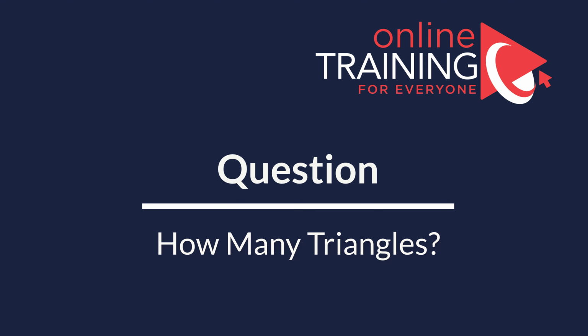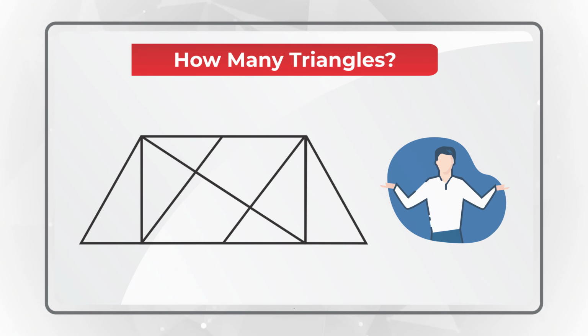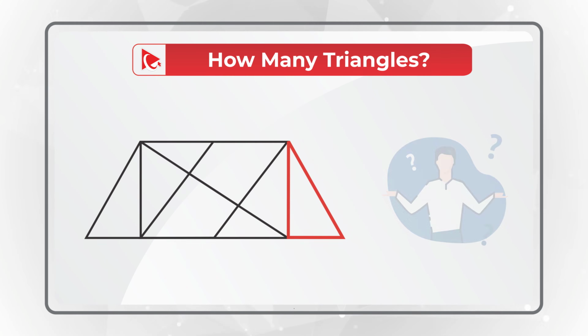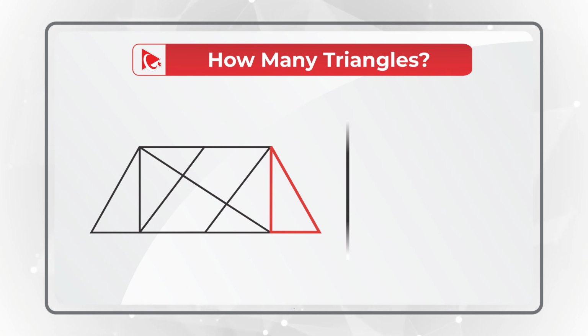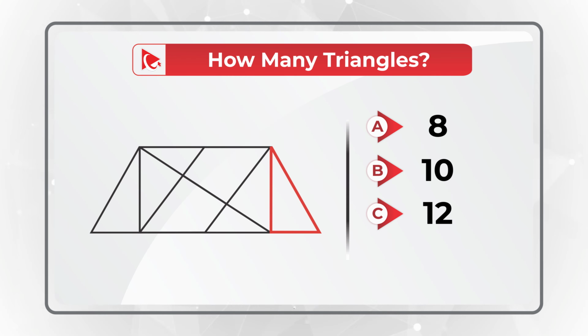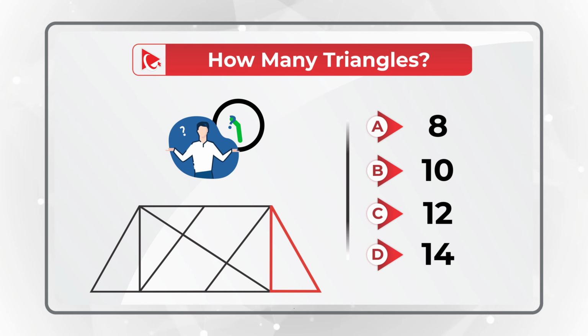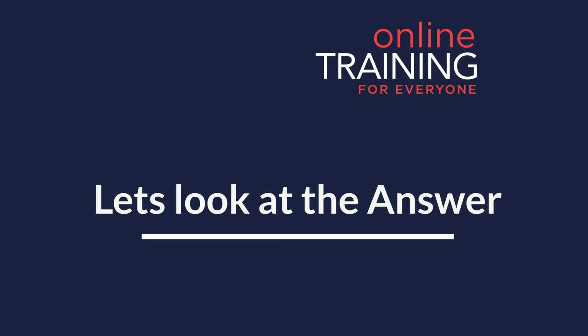When I saw this question, I couldn't believe the answer. You need to determine how many triangles are presented in the given shape. You see one triangle highlighted in red, but you have 4 different choices. Choice A, which is 8 triangles, choice B, 10 triangles, choice C, 12 triangles, or choice D, 14 triangles. How many do you see? Give yourself a little bit of time to see if you can come up with the solution.